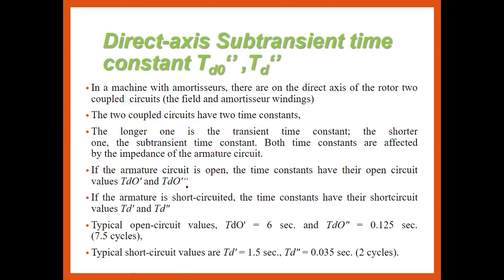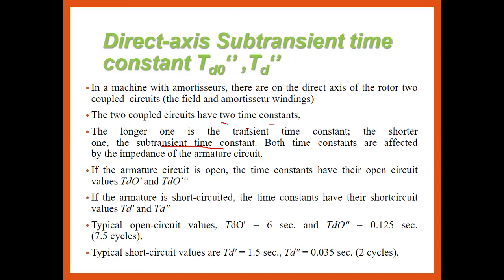Now the third time constant is the direct axis sub transient time constant. In sub transient there will be an open type and then a short circuit type. In the machine with the armature, there is a direct axis of the rotor coupled circuit, means the field and the armature winding are there. The two have different frequencies, and whenever there are different frequencies, there are two time constants: one for the armature and one for the field. The longer one is the transient time constant, the shorter one is the sub transient time constant.